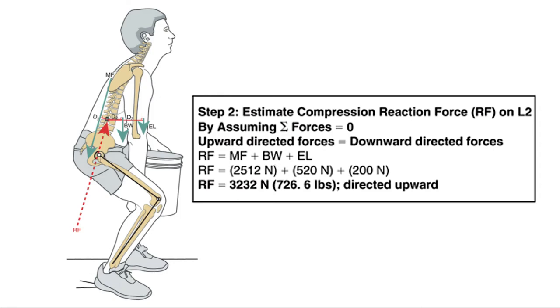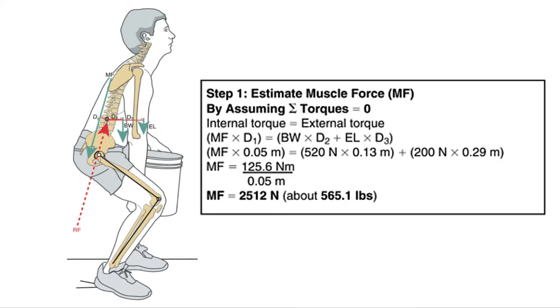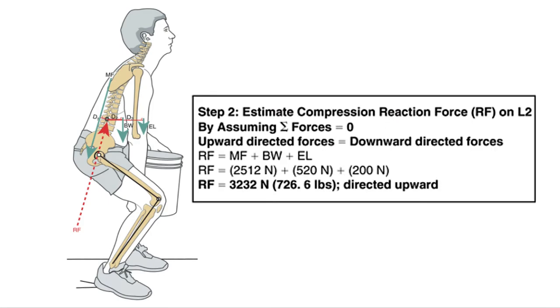Now, we calculated all the forces here. Some forces were given, and the muscular force we had to find. So we take the muscular force plus the body weight plus the external load force, and this will equal the reaction force directed in the upward direction, delineated by this red arrow up towards L2. This equals about 726 pounds.